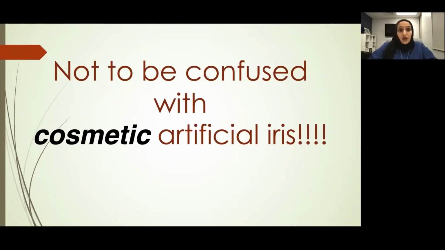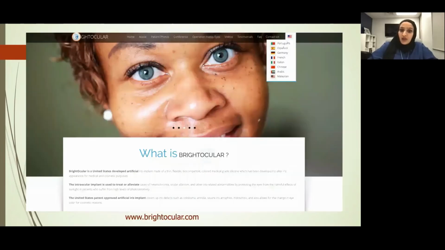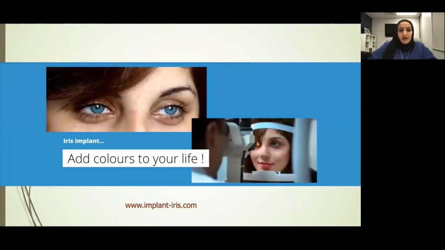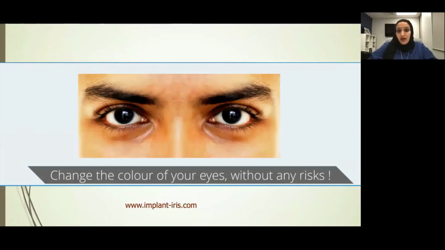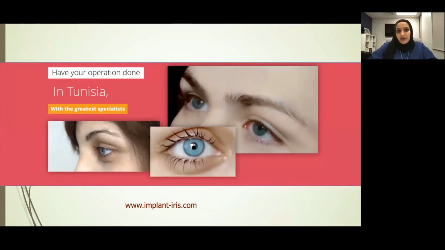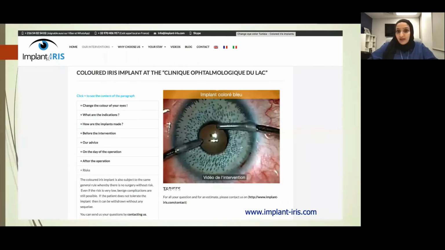Very important not to be confused with cosmetic artificial iris. Many companies outside are advertising for changing iris colors. As you can see on the PowerPoint, you can see here iris implant, add colors to your life. Here, change the color of your eyes without any risk, which is totally not true. And then here in some of the countries, we have other pictures of changing the color of the iris. You can see on this website, introducing iris implants in the anterior chamber, which may induce many problems, as we're going to discuss.